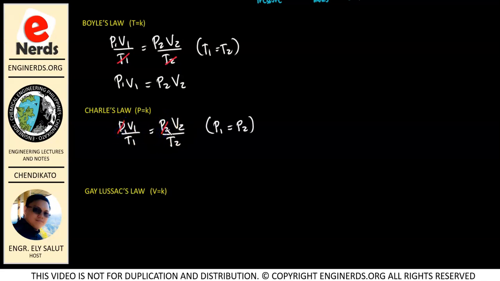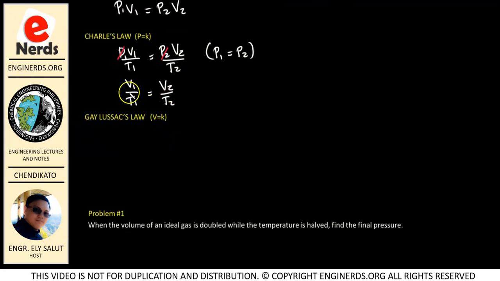So this will be cancelled out, and this leaves us V1 over T1 is equal to V2 over T2. Okay, and this is Charles's law. Now, how about for Gay-Lussac's law, in which our ideal gas is operating in constant volume?